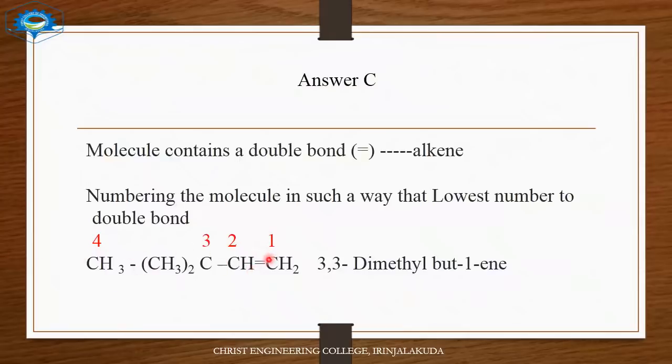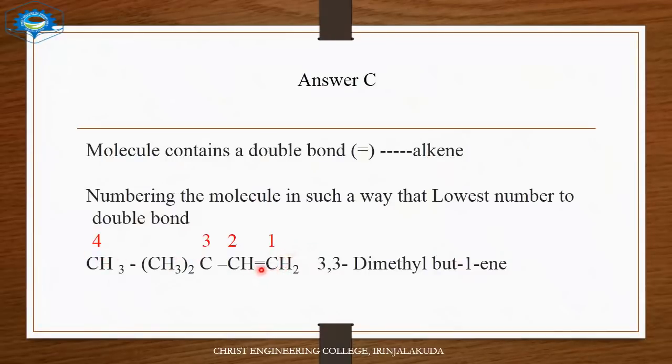Consider our molecule. It contains 4 carbons in the main chain. The third carbon carries 2 methyl groups as branches, and the other CH3 group belongs to the main carbon chain. So in total there are 4 carbons in the main chain, and it is an alkene.